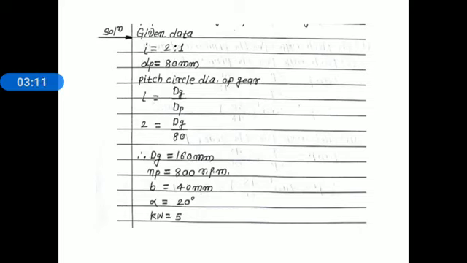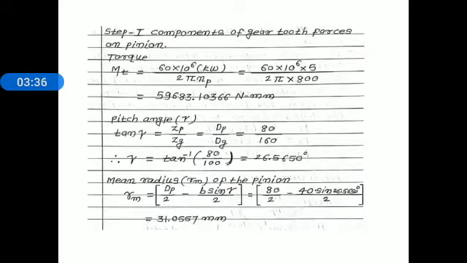This problem is solved in 3 steps. First of all, we find out the component of resultant tooth force acting on a pinion. This is the step number first. Second step, we find out the component of resultant tooth force acting on a gear. And third step, drawing of a free body diagram. Let me start. Step number first, component of a gear tooth forces on a pinion.